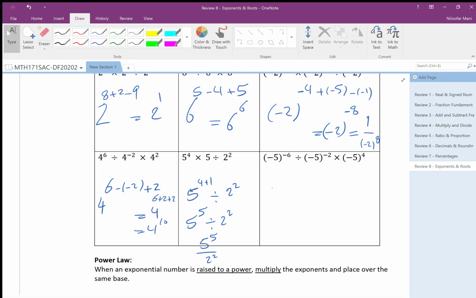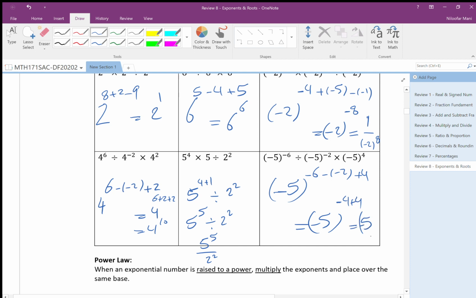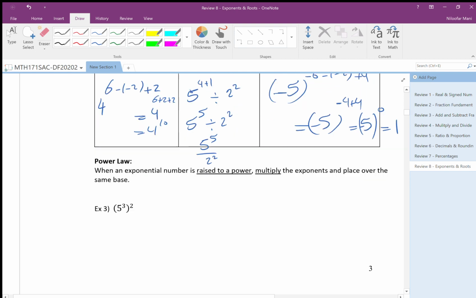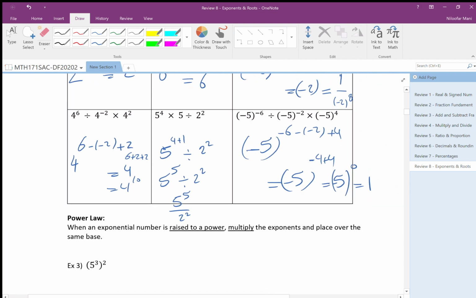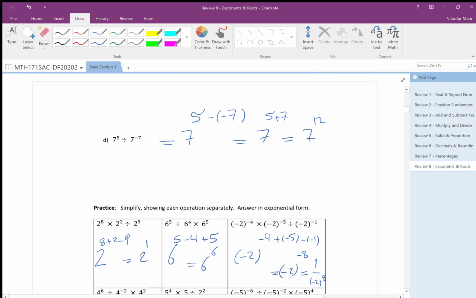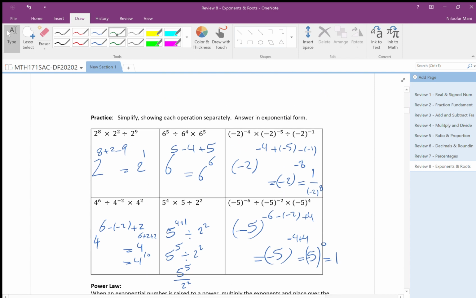Unless I tell you simplify, or unless I tell you what is the result, evaluate. Okay, so minus 5 power minus 6 minus 2 plus 4, which is minus 5 power minus 6 plus 2 minus 4 plus 4, which is minus 5 power 0, which is 1. Anything power 0 is 1. And what is the reason? Do I have a space somewhere to show it? Yeah, so I can show it here.